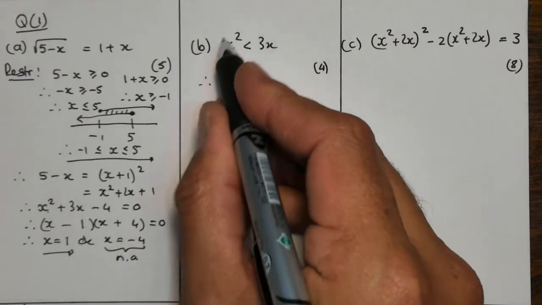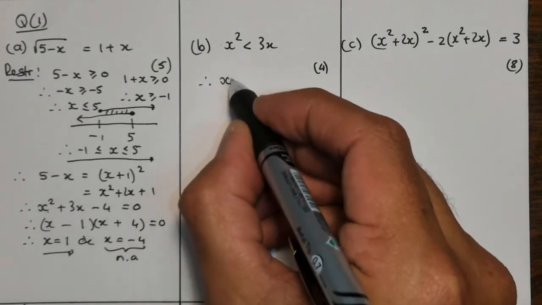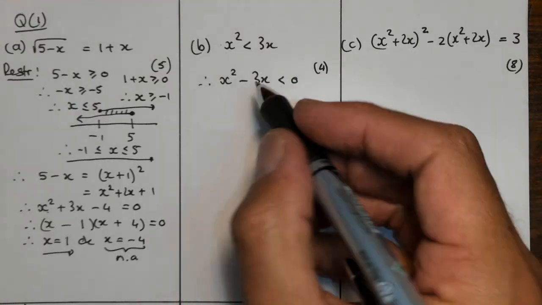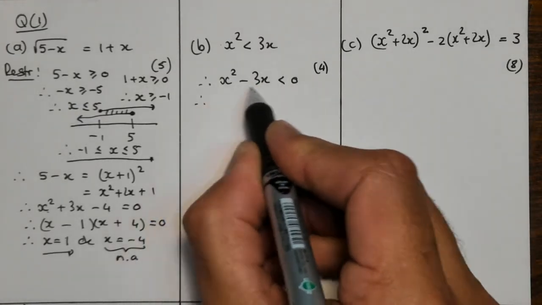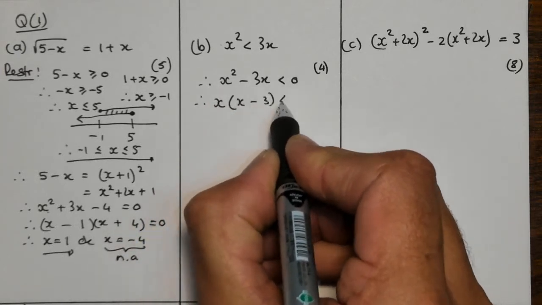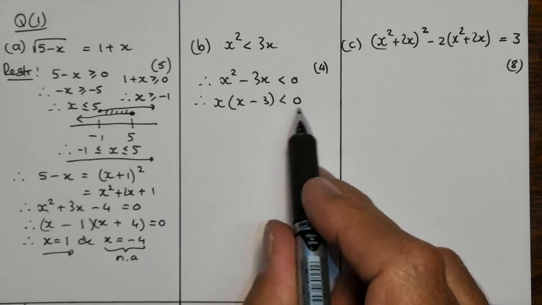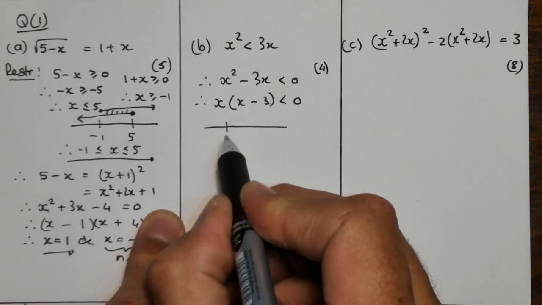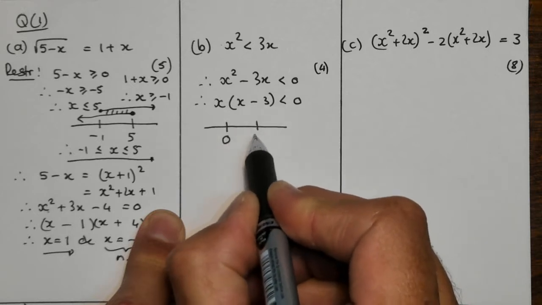Okay, let's look at b. b gives me a quadratic inequation, so I get x squared minus 3x is smaller than naught. If I factor this, that's a quadratic binomial. I remove the common factor. I'm looking for where that product is negative. So quickly, my critical points will be where x here is naught and x there is 3.